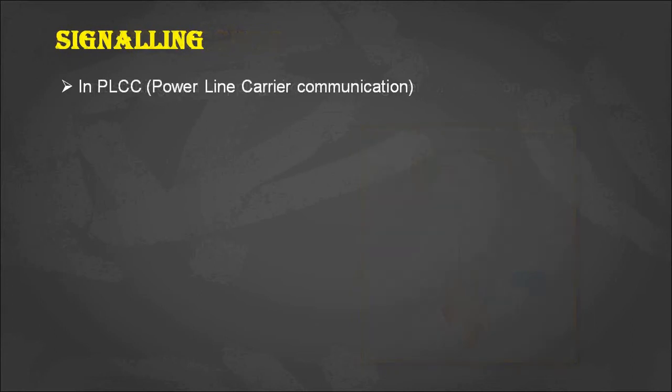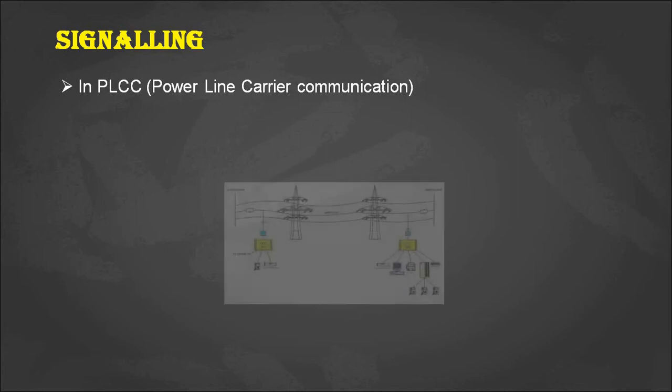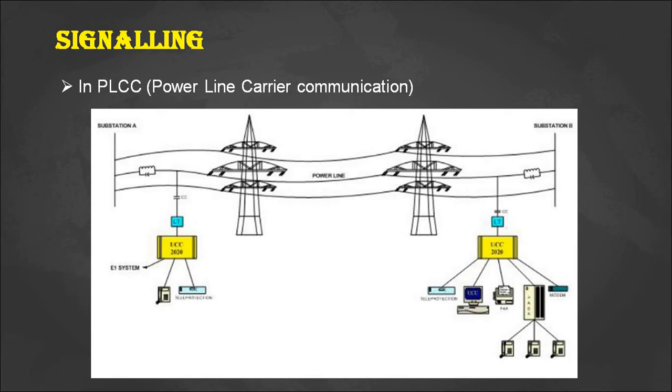The second one is the signaling circuits. Signaling means, in industries or in power generating stations, the communication signals are also transmitted through the power lines. That is called power line carrier communication. Here the high frequency carrier signals are transmitted through the power transmission lines. That's why it is called power line carrier communication. At the sending end, we need to modulate the source signal, and at the receiving end we need to demodulate that high frequency carrier signal.